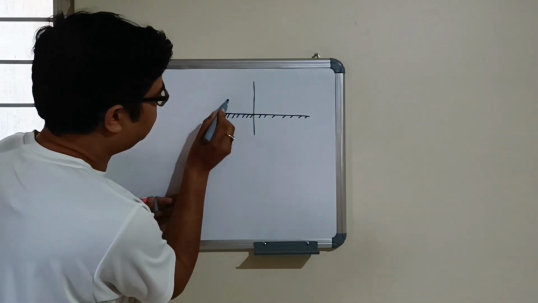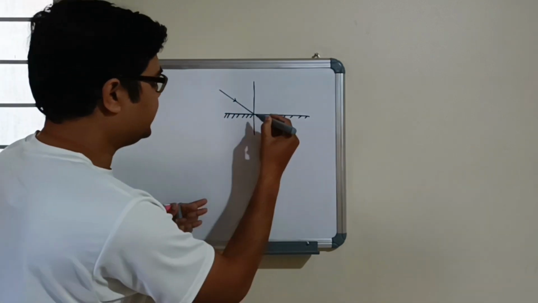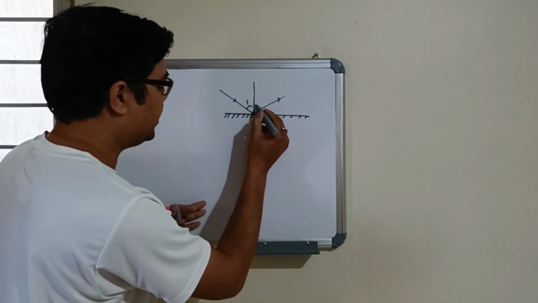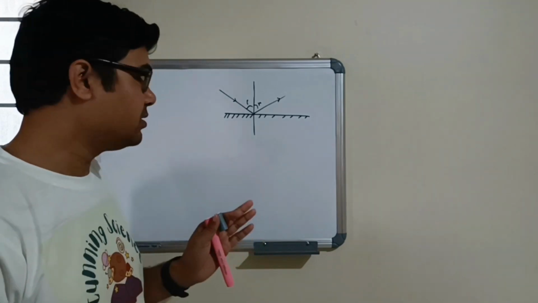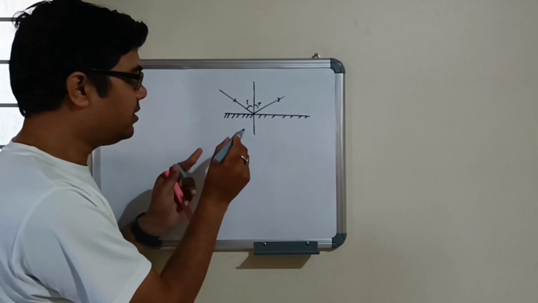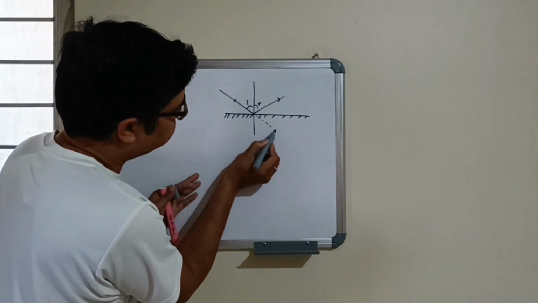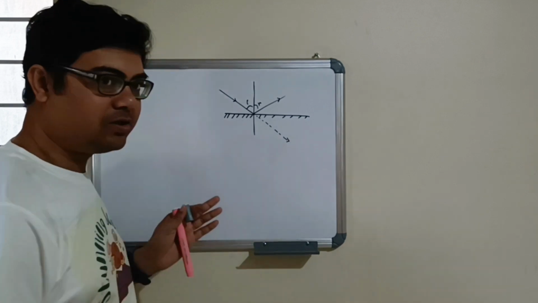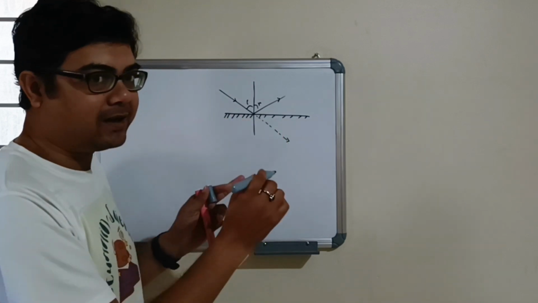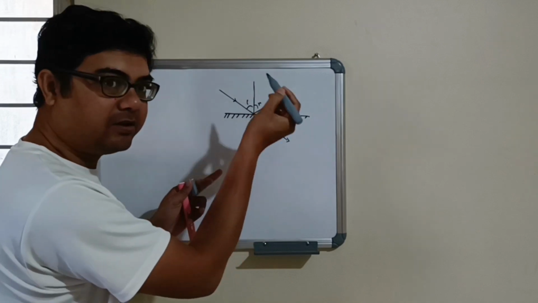One ray is incident on a mirror surface, and this is your reflected ray. The angle of incidence is equal to the angle of reflection as per the law of reflection. Now, if I extend back the incident ray, it will go like this. This is the extended back ray, and this ray makes an angle with the reflected ray.